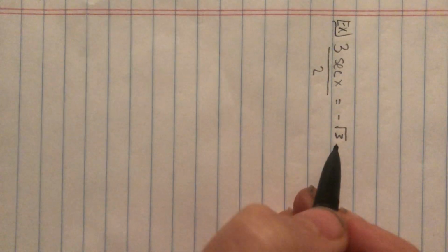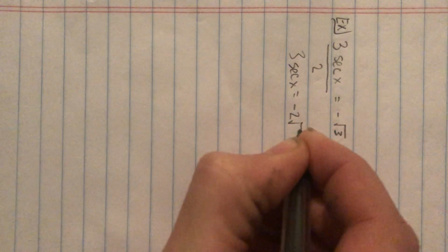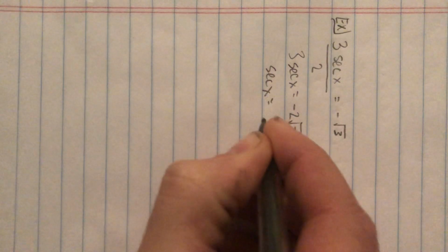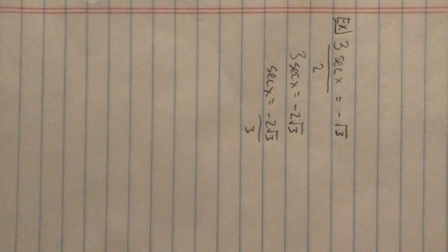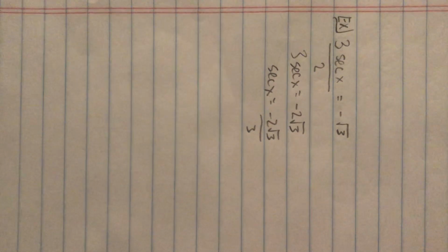Okay, next one. Go ahead and take a minute, pause the video, write this down. All right, so we're wanting to get x by itself. First thing I see is move the 2 over. Then we want to divide the 3 over. And then here we want to do inverse secant. Well, you probably don't have the secant values memorized. If you do, then go ahead and write down your answer.